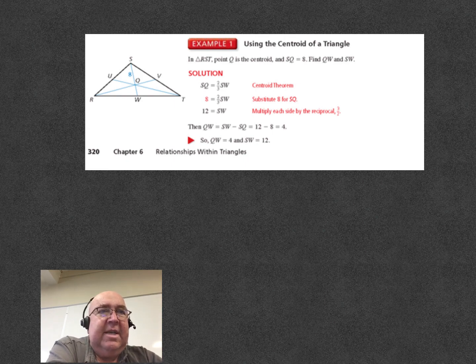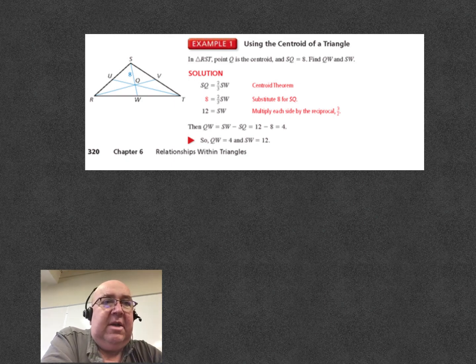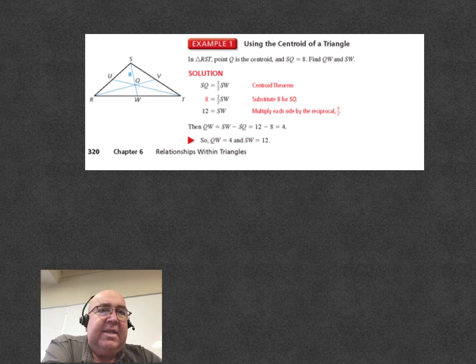One thing we're going to find is that the centroid divides each of the medians into two parts. One will be 2 times longer than the other, so one will be 2/3 and one will be 1/3. What they're showing you here is that the length of SQ is 8. So that means that the length of SW is 12 and that QW is going to be 4.